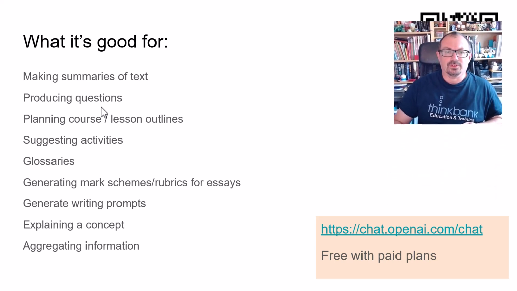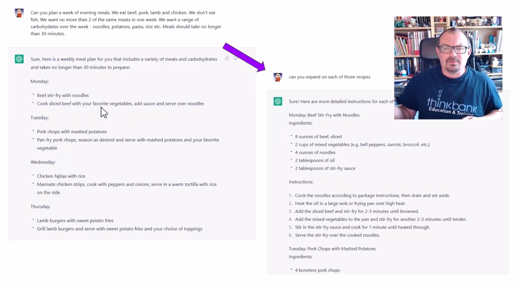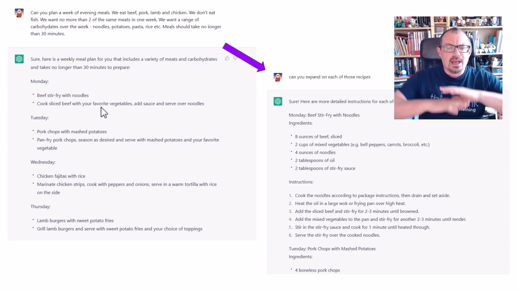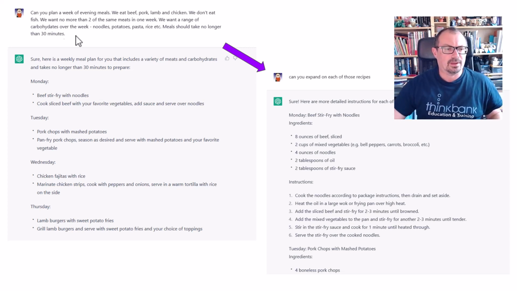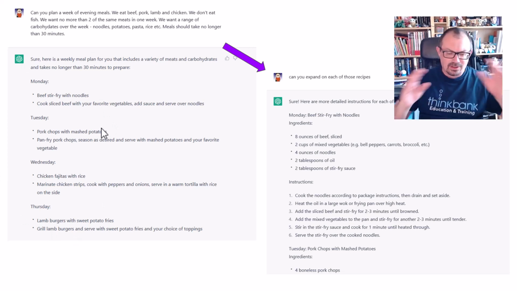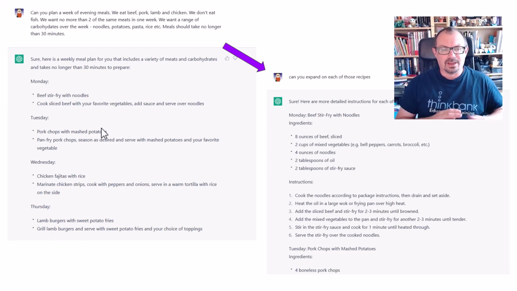One final thing I will just say, not for teachy stuff, I got it to do meal planning. We got rid of Gusto and HelloFresh, we're just doing it ourselves now, but still wanted to go through here are my evening meals. This is what we eat. We don't eat fish, we don't do this. Don't want more than two of the same meats in one week. A range of carbohydrates, noodles, pasta, and so on. Give me a week's worth of recipes, and off it went. So just as an aside, it's not just a little science guru and a research guru, it can plan your meals for you, it can do loads of other stuff as well.